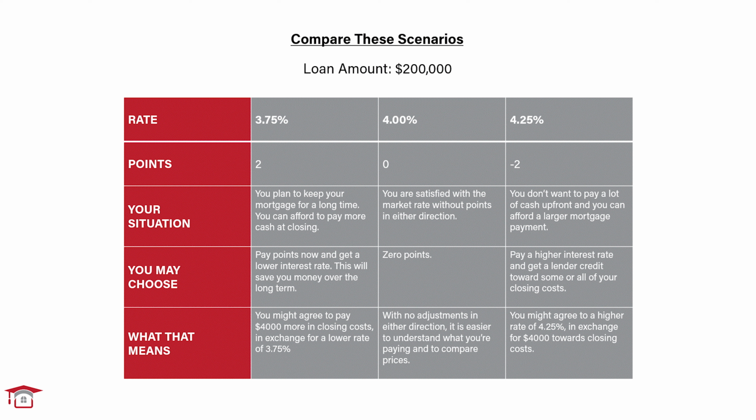So then the third column, let's say you're buying your first home and don't want to have to pay a lot of cash up front, either because the home is going to need some work or you don't have a lot of money for closing costs. Or better yet, you know you're going to be moving in the next few years. It's another scenario. So this may be the better option for you. You'll end up with a higher payment, but will receive lender credits toward your closing costs.